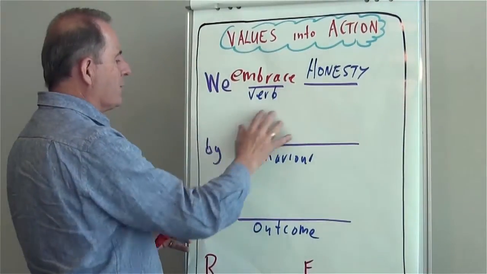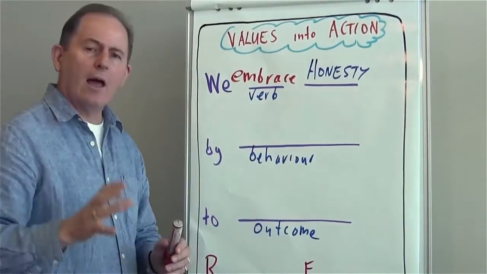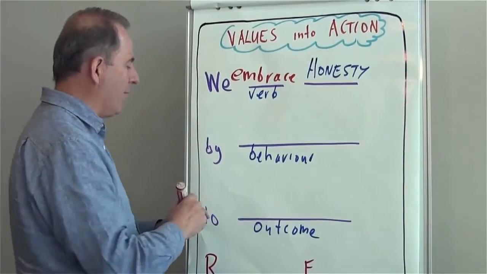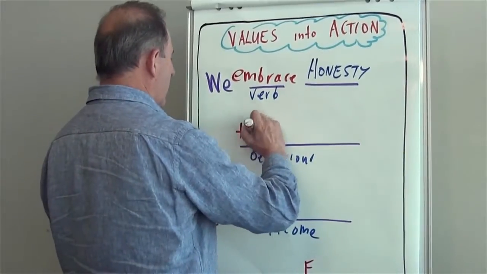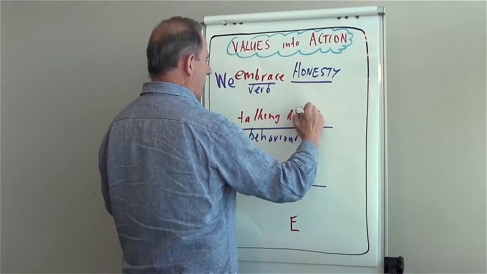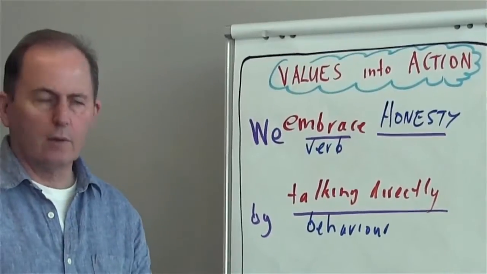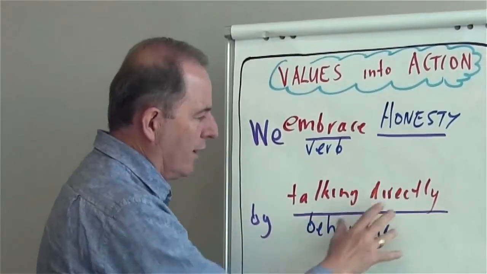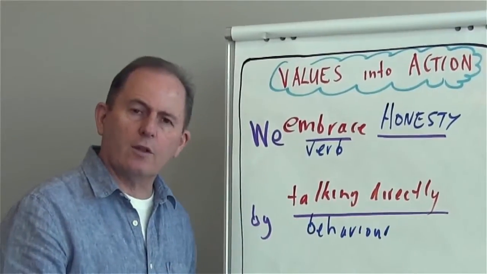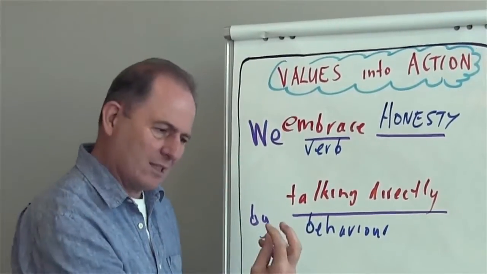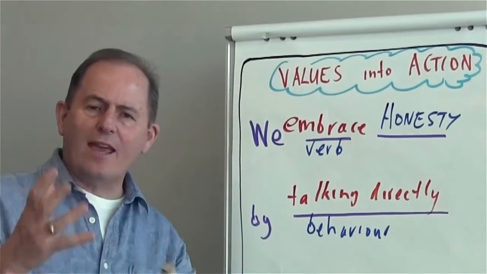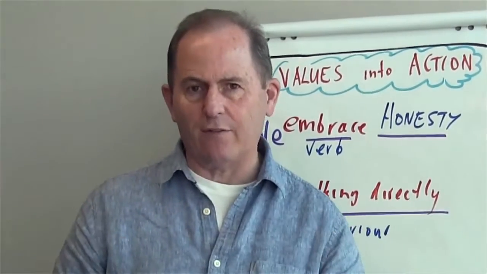So it could be we embrace honesty by, and put a behaviour. Here's an example of a behaviour: by talking directly to people that we have an issue with. We embrace honesty by talking directly to people that we have an issue with. Notice that's a behaviour. We can see it. We can put it in a wheelbarrow. It's there. It's tangible. It's not just a fluffy value.